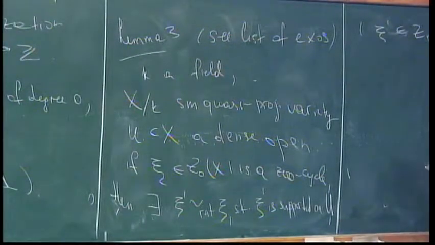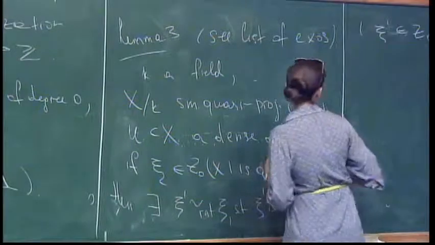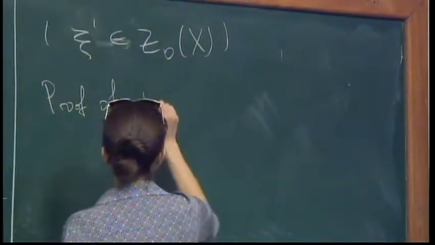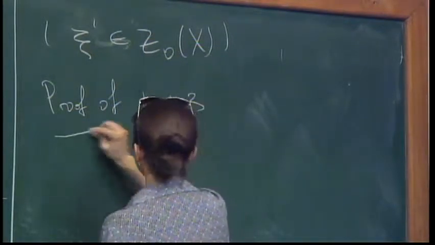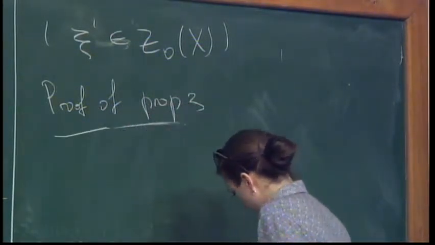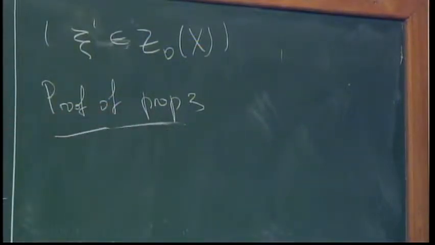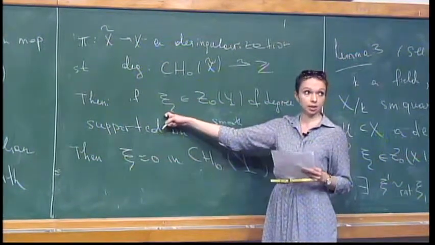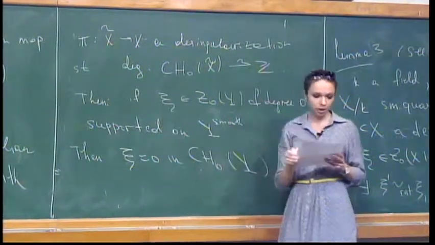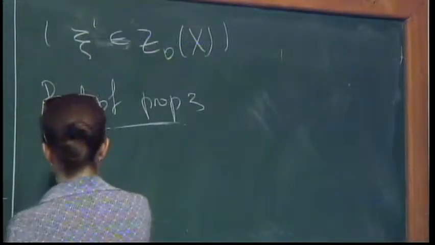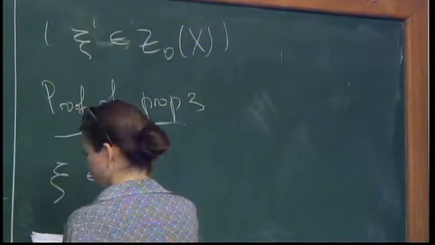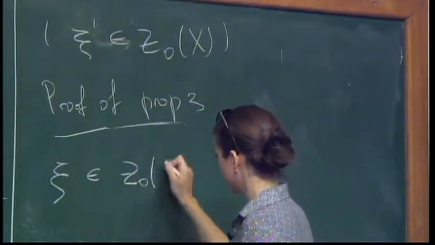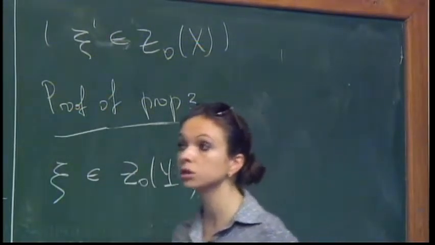Okay. So now with this, we will be able to prove proposition 3. Proof of proposition 3. So in proposition 3, we have our zero cycle here. Xi is a zero cycle, which is given by the assumptions of the proposition. So take it. So xi in what? In Z0 of Y, supported on Y in the smooth locus.